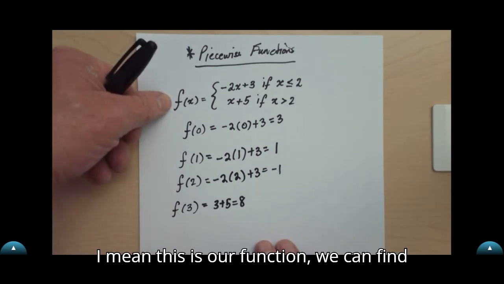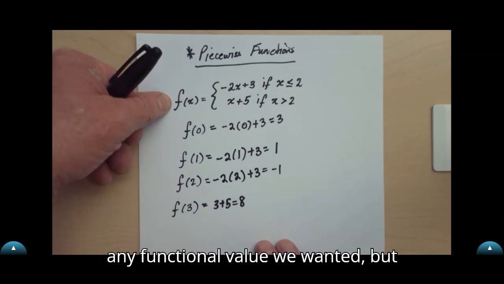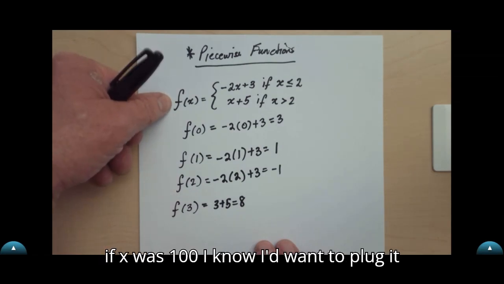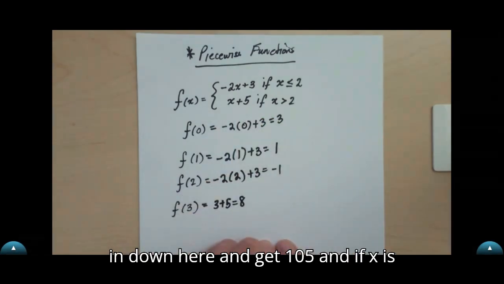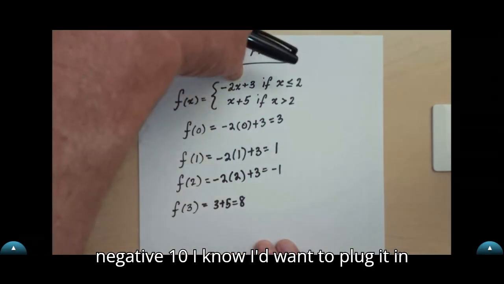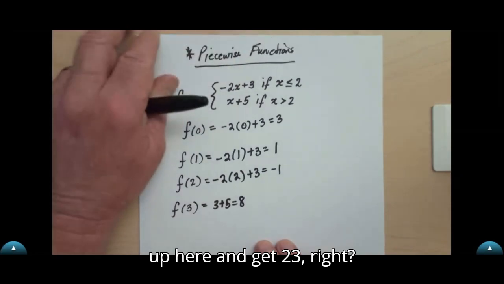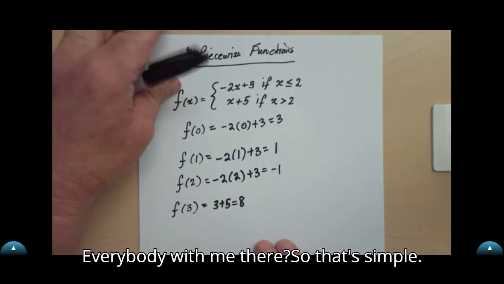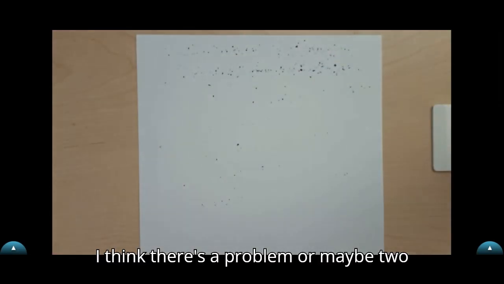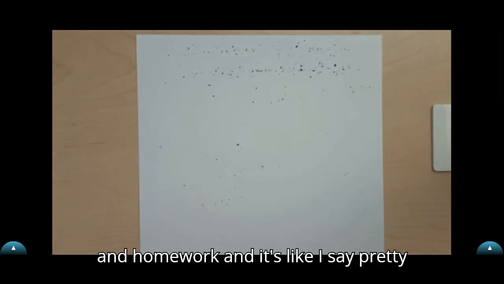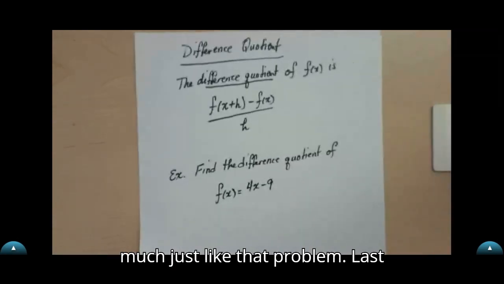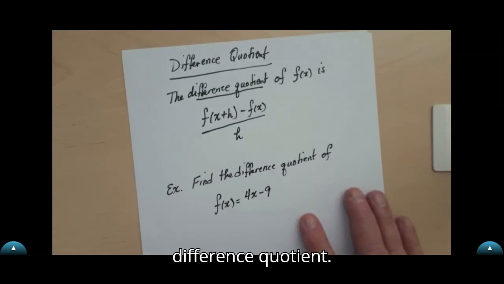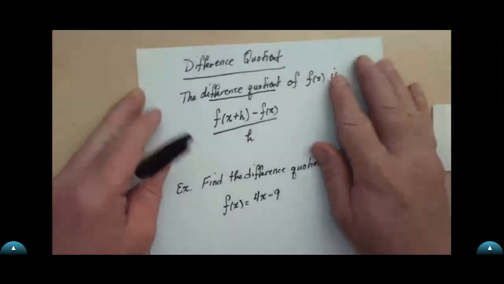I mean, this is our function. We could find any functional value we wanted. But if x was 100, I know I'd want to plug it in down here and get 105. And if x is negative 10, I know I'd want to plug it in up here and get 23, right? Everybody with me there? So that's simple. I think there's a problem or maybe two in homework, and it's, like I say, pretty much just like that problem. Last thing in 2.2 is this idea of the difference quotient.